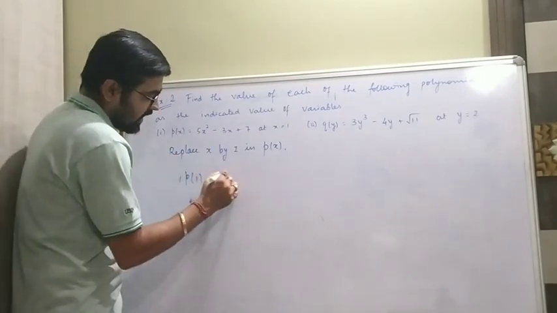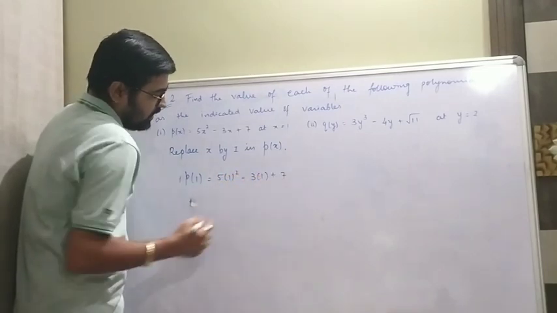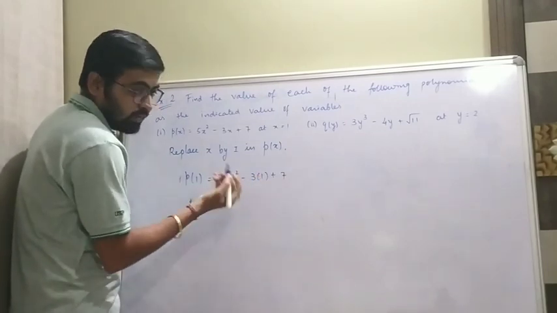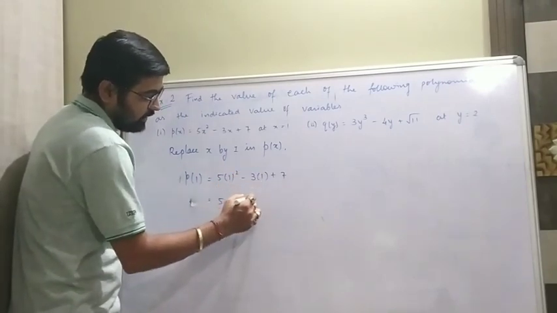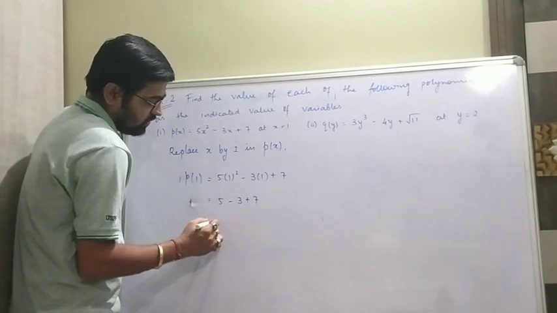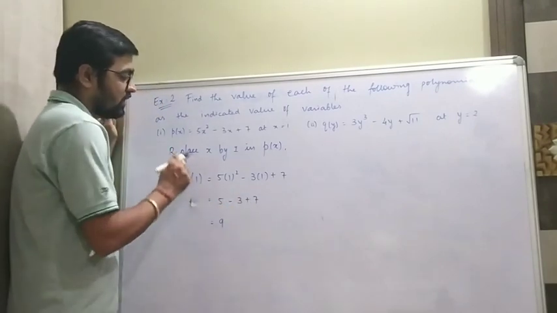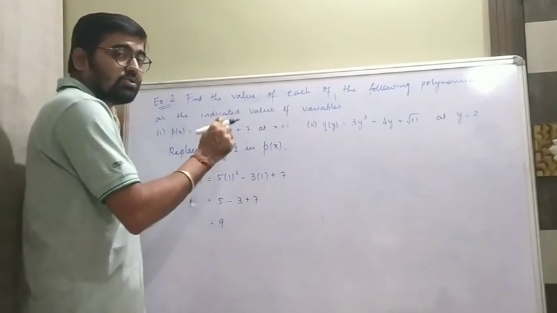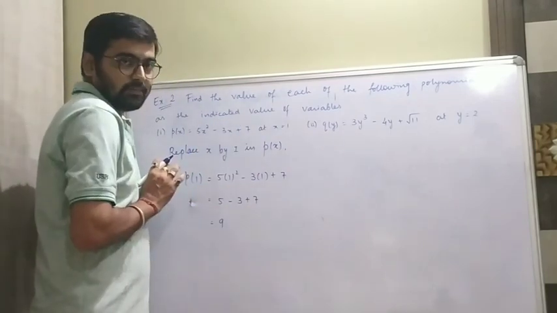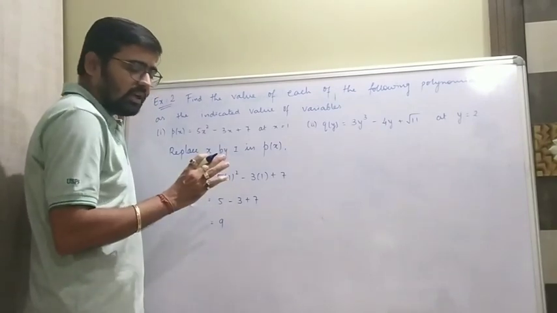So I am getting 5 into 1 square minus 3 into 1 plus 7. So 1 square is 1, 5 ones are 5, 5 minus 3 into 1, 3, plus 7. So what will it be? 5 minus 3, 2, plus 7, 9. So the value of this polynomial p of x at x equals 1 is 9. Am I clear? It's very easy to understand. There is no difficulty at all.